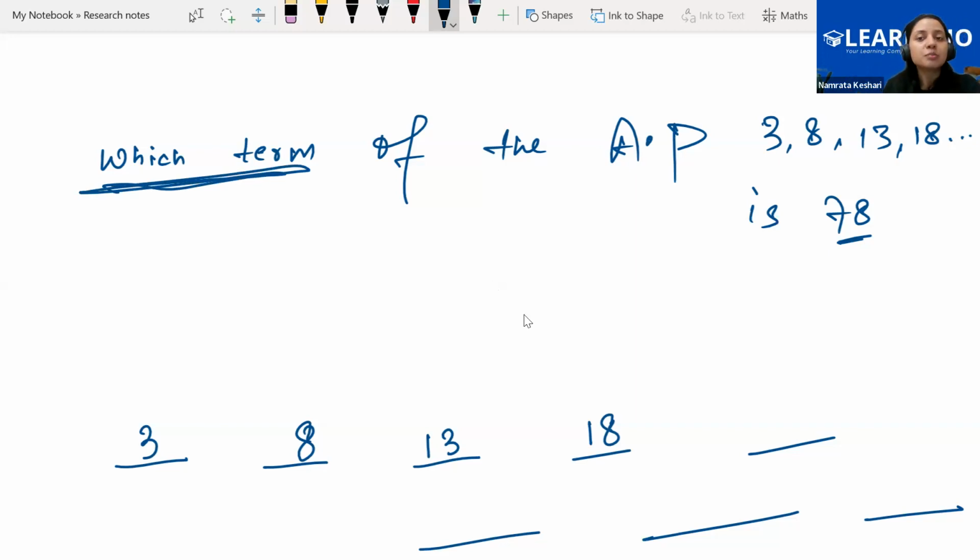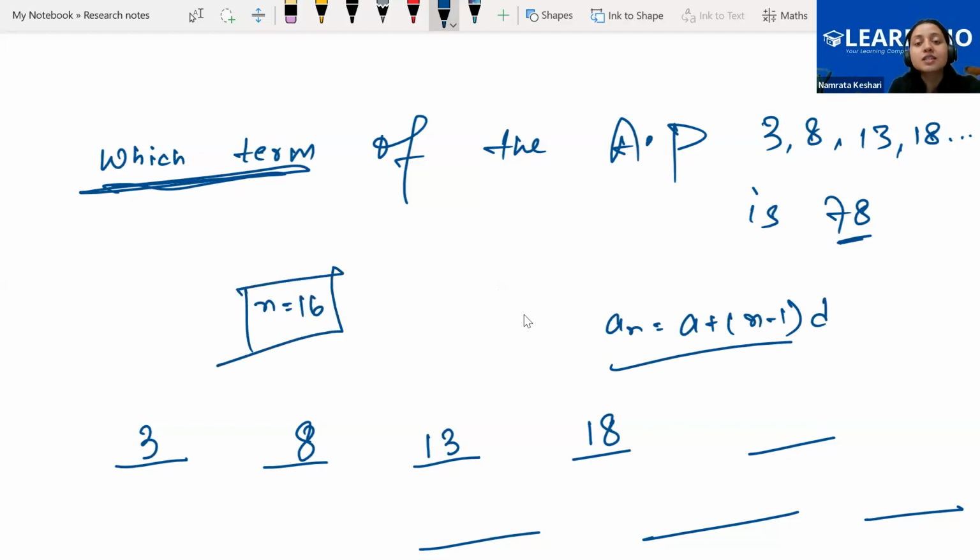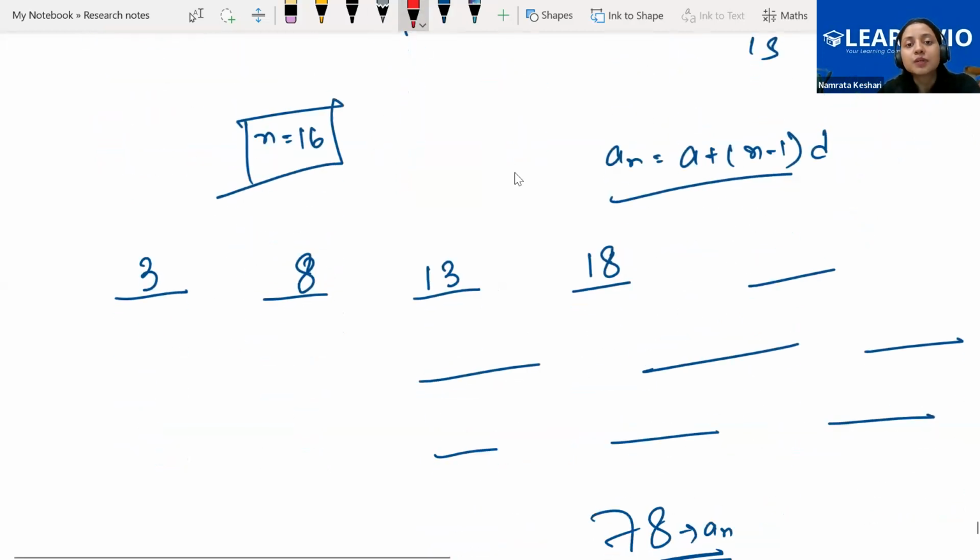One and only one formula we are having. An is equals to a plus n minus 1 into d. Do it quickly and let me know what are you getting as a value of n. Ma'am, 16. n is 16. 16 you are getting. So at 16th place, let's check it over here quickly.